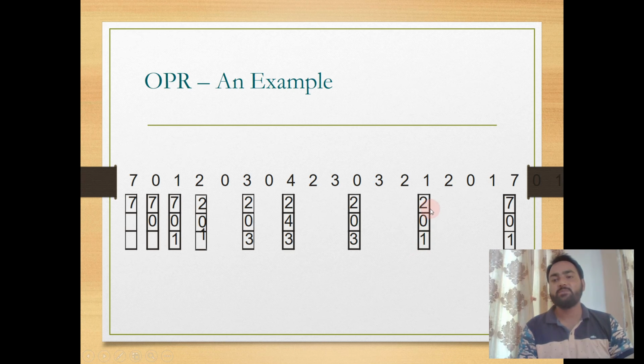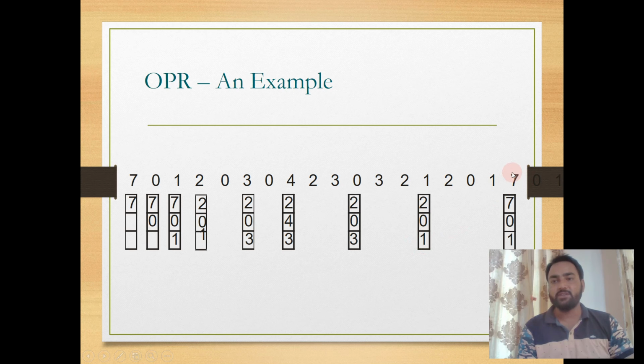Now the frame set has page 2, page 0 and page 1. Then comes page 2, which is already available, no page fault. Then comes 0, which is already available, no page fault. Then comes page 1, which is already available, so no page fault.